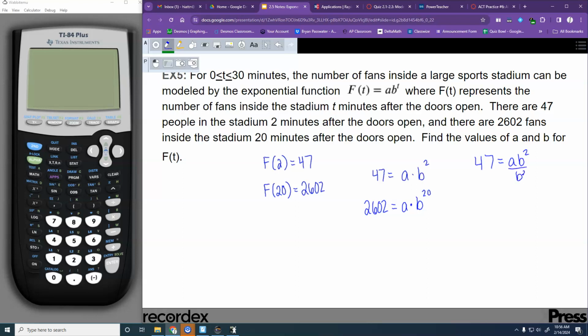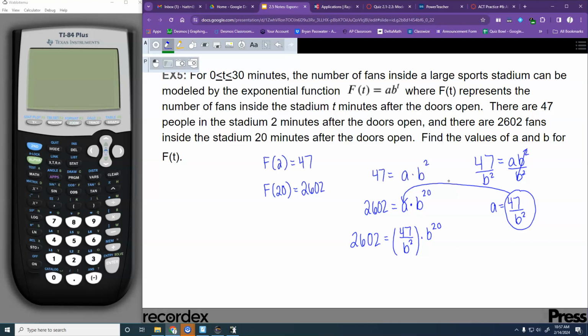I'm going to divide both sides by B squared. Okay? So that tells me that A is going to equal 47 over B squared. So if A equals 47 over B squared, I can take this and I can plug it in over here. Okay, so that'll be 2,602 equals 47 over B squared times B to the 20th power.